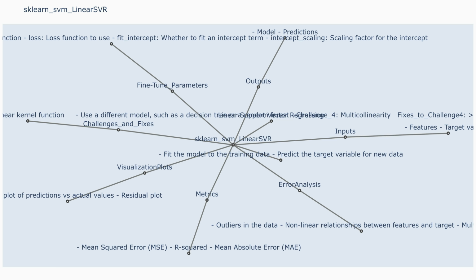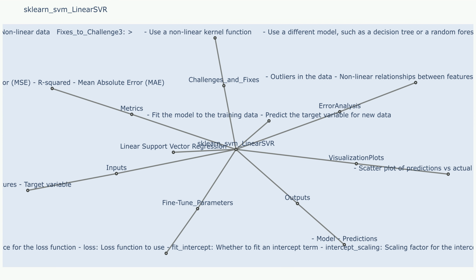Inputs. Input 1. Explain in detail X. This is the input feature matrix. It's a two-dimensional array where each row represents a data point and each column represents a feature. The data should be numerical and appropriately scaled. Input 2. Explain in detail Y. This is the target variable. It's a one-dimensional array representing the values to be predicted.